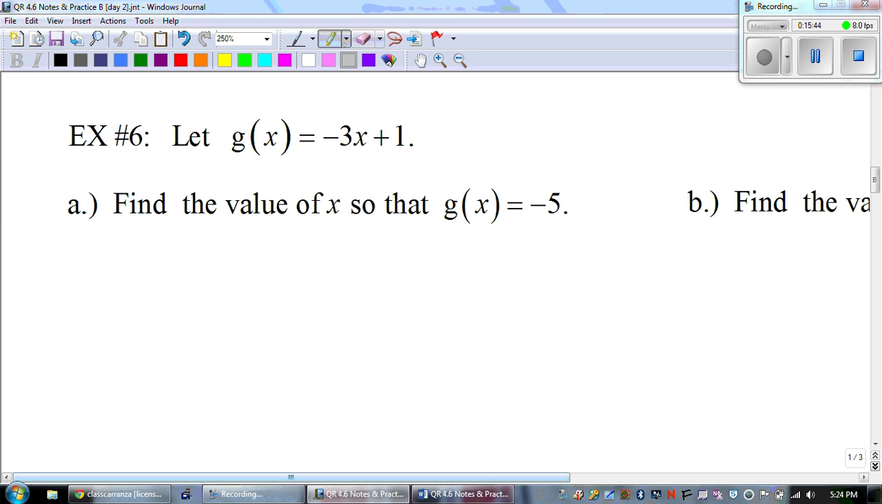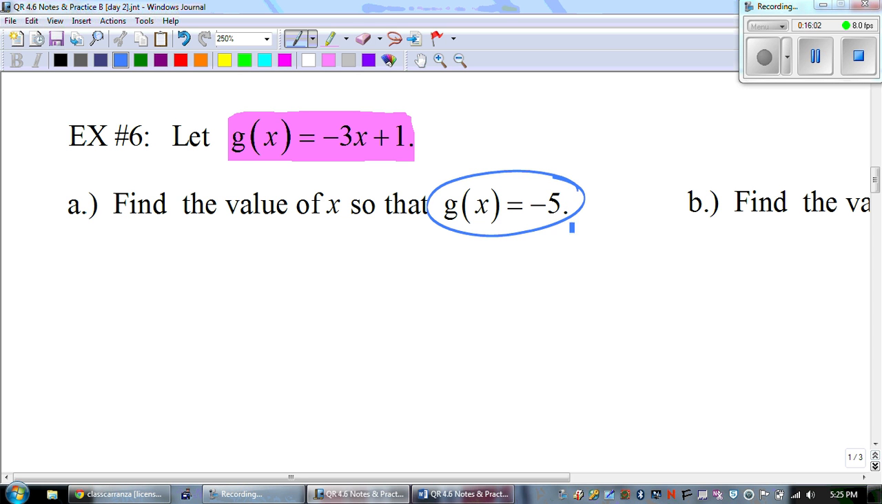All right. Now we've got a new function. So let g of x equal negative 3x plus 1. Find the value of x. So we're trying to find x. We're solving if it equals negative 5. So they're telling us once again that the g of x, we're going to plug that in as negative 5. So negative 5 equals negative 3x plus 1.